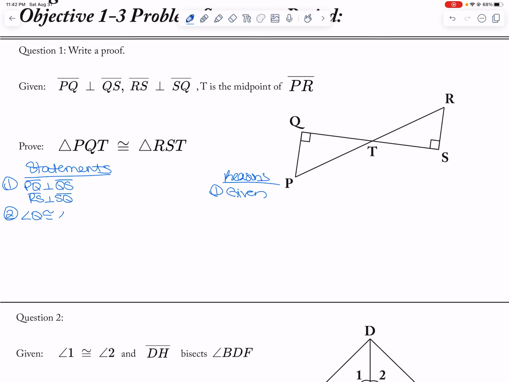The second thing I would have done is I would have said that angle Q is congruent to angle S, and that's definition of perpendicular. So those are congruent. And then I would have said angle QTP is congruent to angle STR, and those are vertical angles.